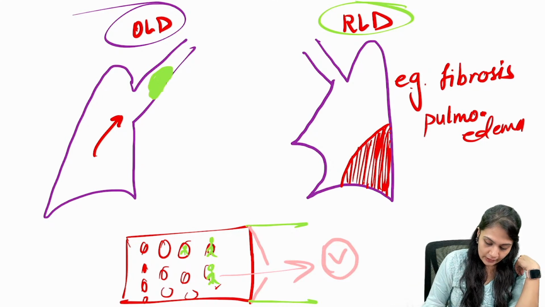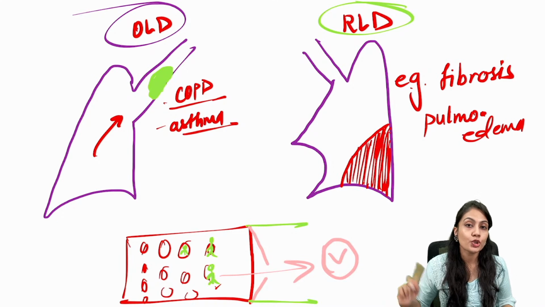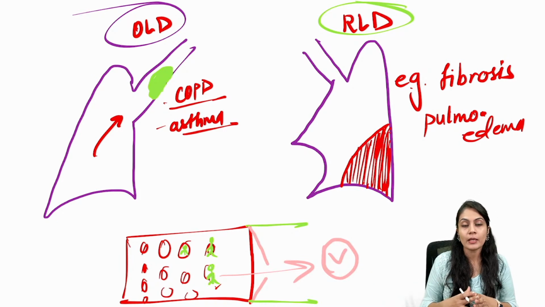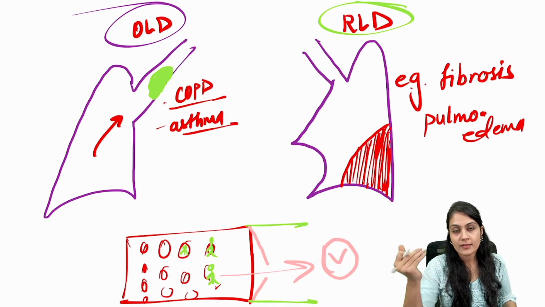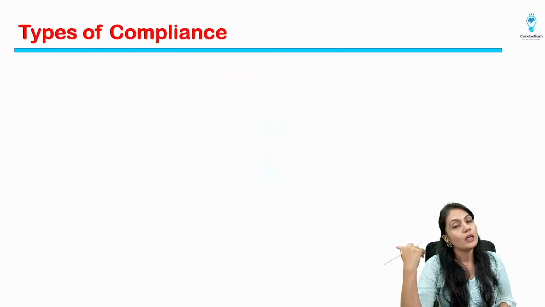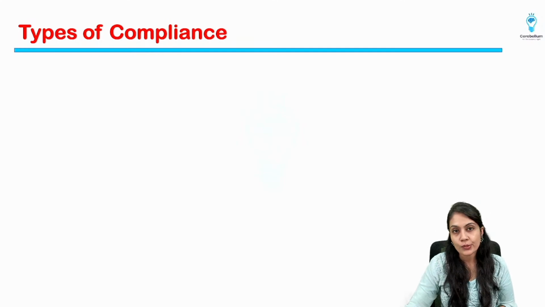The obstructive lung disease is COPD, right? And the second thing is your asthma. Wherever bronchoconstriction happens, or a tumor, or foreign substances get trapped in between the airways, then definitely it is going to be obstructive lung disease. Now that is the example which we wanted to discuss.